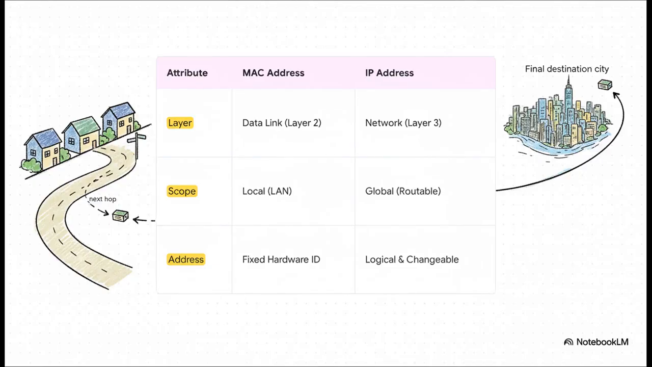So here's the bottom line, the key takeaway. The MAC address is used to find the very next device on your local street. The IP address is for finding the final destination city, maybe halfway across the world. They work together, but they operate on completely different scales.